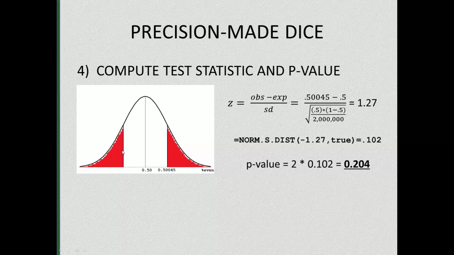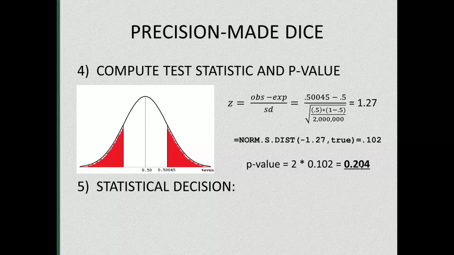It's easiest to look up the lower tail probability, throw the negative sign on. This area down here is 0.102. This area up here will be the same, so the overall shaded area is 20%. That's our p-value.